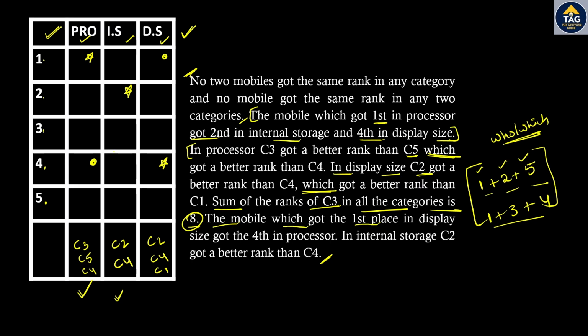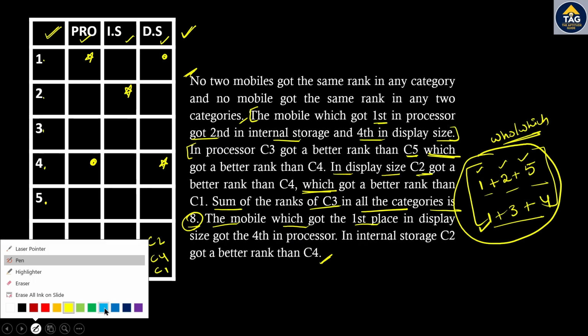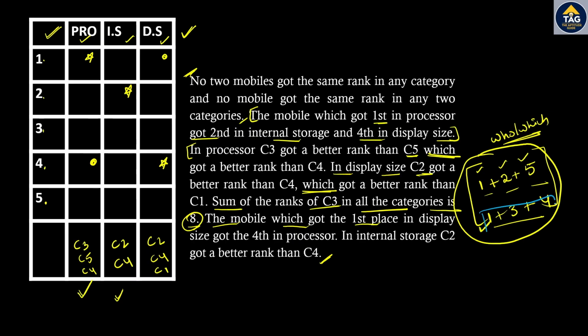Here, if you can notice this, let us try to fix C3 first. C3 should get ranks among these possibilities. I'm assuming 1, 3, 4 first, as I'm inclined towards this. Let's see what happens. If we pick 1, 3 and 4, it's obvious C3 should get first rank in one of the 3 categories, and we need to figure out in which category C3 got the first rank.